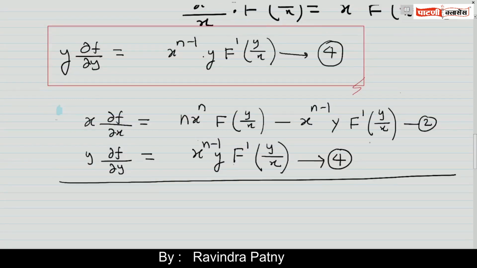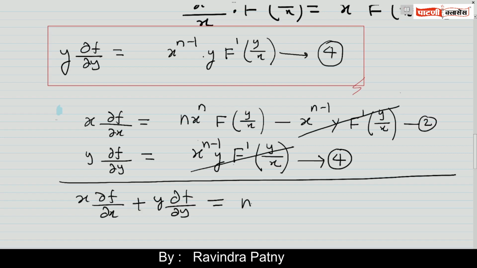So I am having equations 2 and 4. Now I am going to add them, and observe that this and this get cancelled, being equal, and one is positive and another is negative. Now what is left? x into dou f by dou x plus y into dou f by dou y equals to n x raised to n into f of y upon x.